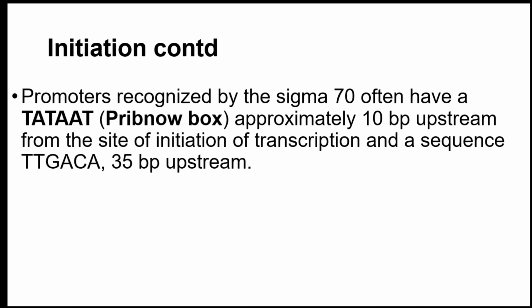Now, promoters are recognized by the sigma. As I have said, sigma 70 is the commonest one. So promoters which are recognized by sigma 70 usually have the TATA or Pribnow box sequence. It is TATAAT, so you need to get that. It is approximately 10 base pairs upstream from the site of initiation of transcription. The other sequence is TTGACA, and it is 35 base pairs upstream.